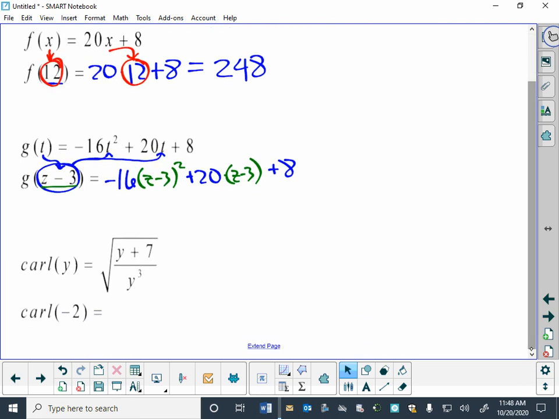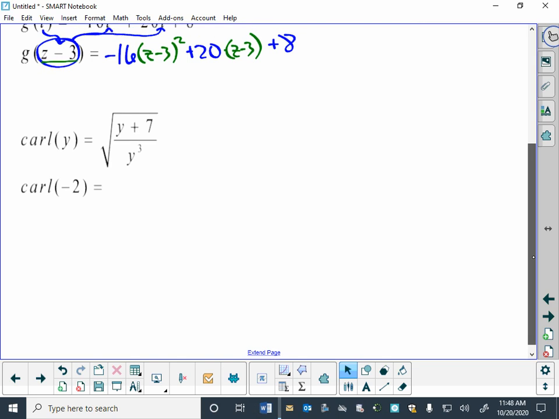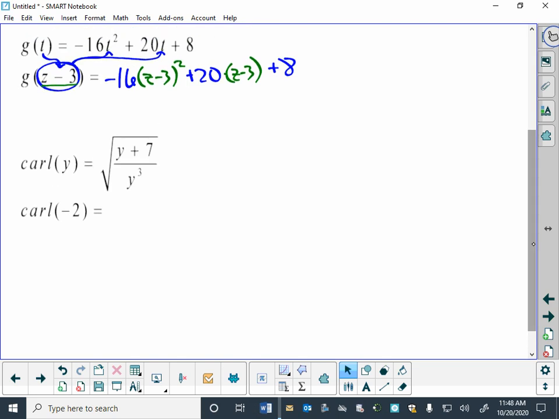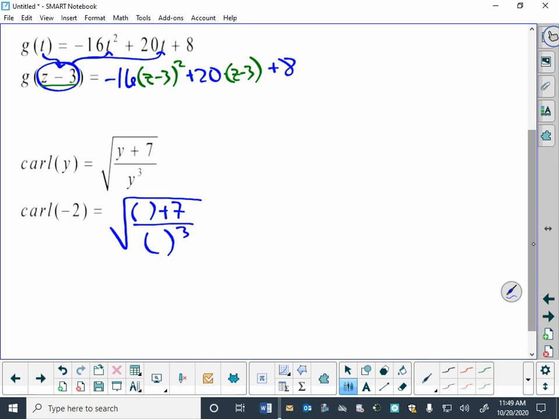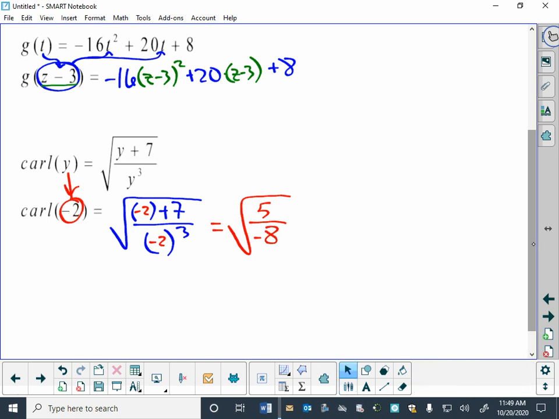Okay, and then finally we'll take a look at Carl here. Carl of negative 2 is what they want us to find. Another way to think about this is everywhere there's a variable, we're just going to leave an empty set of parentheses. And the variable y got replaced with a negative 2, so everywhere we left that empty set of parentheses, we're going to put the negative 2 in there, and so we get something that looks like the square root of negative 2 plus 7 is 5 over negative 8. There may be some issues with that, but for now, this is what we would get if we evaluated Carl at negative 2.